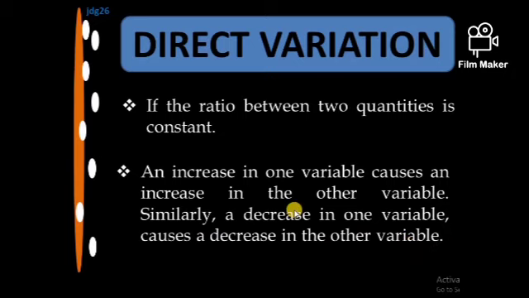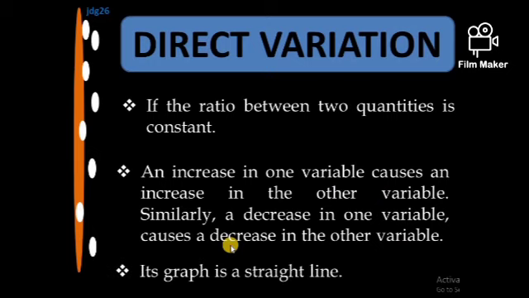Ano ang ibig sabihin nito? Kapag daw ang isang variable or isang quantity ay nag-increase, ano ang mangyayari dun sa isa pang quantity? Yes, tama, mag-i-increase din. So, pag tumaas ang isa, tataas din ang isa. Or, kapag nag-decrease or bumaba yung isa, ano ang mangyayari dun sa isa pa? Bababa din. And, kapag i-ginrap natin ang mga quantities or yung mga given na values under direct variation, its graph is a straight line.